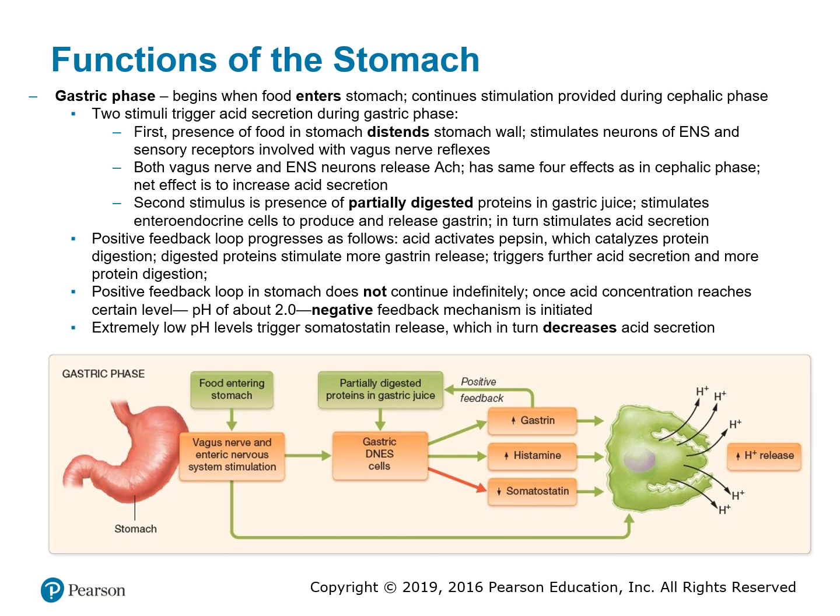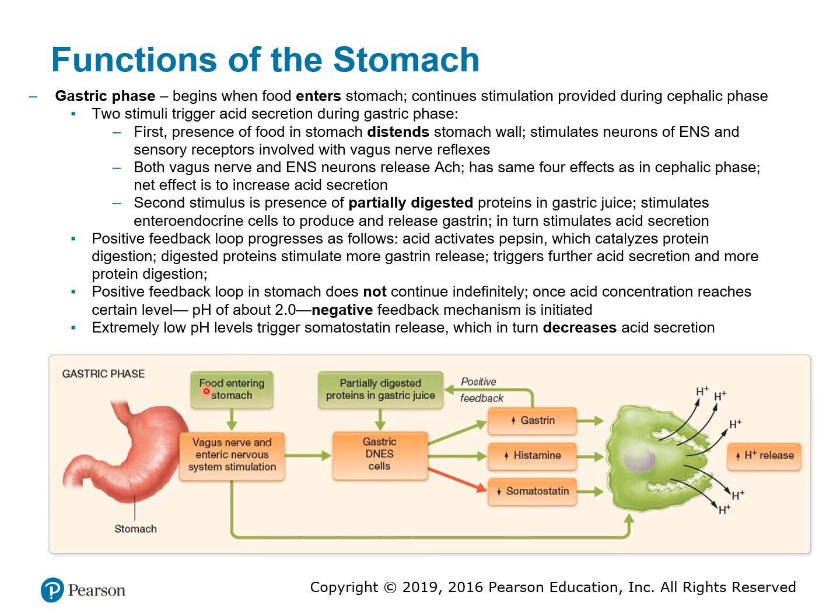The gastric phase begins when the food enters the stomach, with continuous stimulation from the cephalic phase. Now, there are two triggers that are going to help with the acid secretion. The distension of the stomach is going to stimulate the enteric nervous system, then activating the vagus nerve's reflexes. And then also the partially digested proteins in the gastric juice are going to stimulate some type of positive feedback, which is going to enhance the phase.